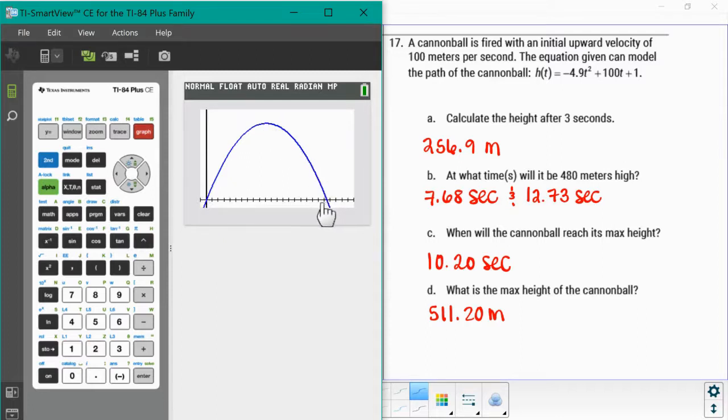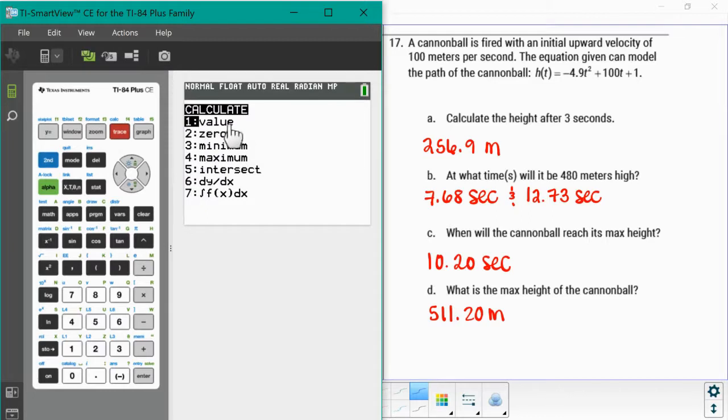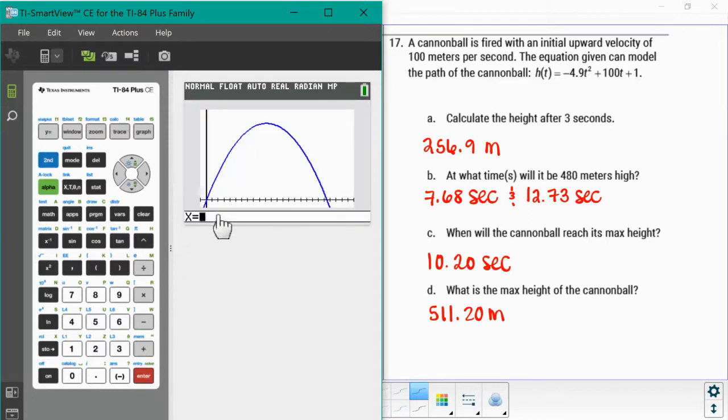So we're going to calculate the height after 3 seconds. So I'm going to do second trace. I'm going to go to value because I want to know when x equals 3, what does y equal? In this case, it's 256.9 meters. And then at what time will it be 480 meters high?